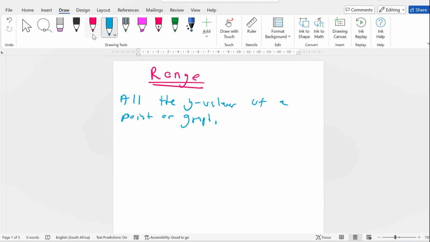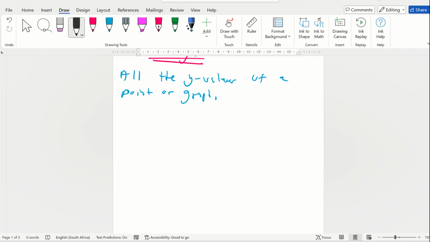Okay, sharp. So I'm going to draw the y axis only, and then describe the range. 0, 1, 2, 3, and so on. -1, -2, -3, and so on. Now consider these points.